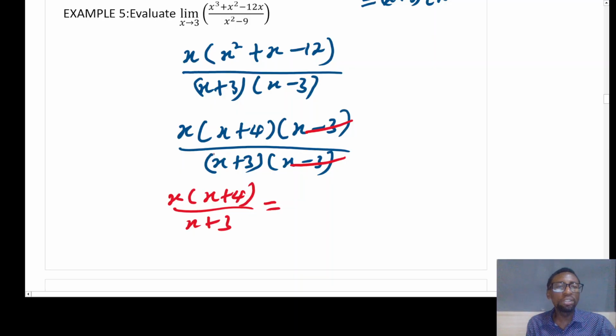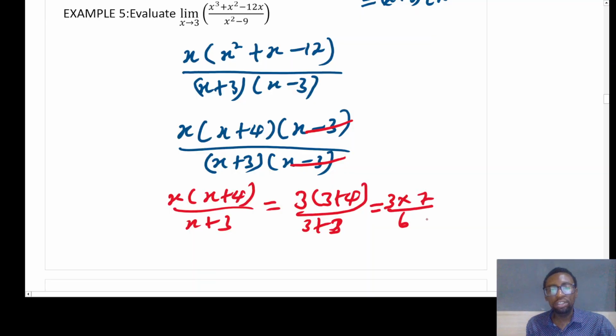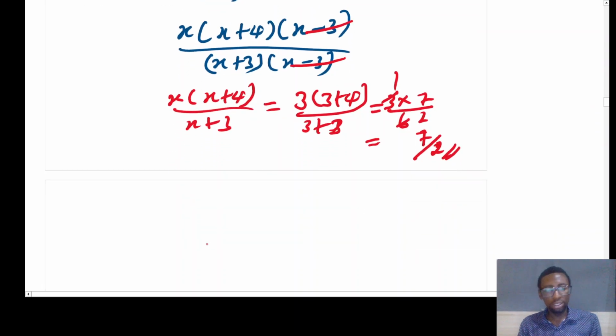So we can put our limit now. Our limit is 3. So that's 3 bracket 3 plus 4 over 3 plus 3, and that will give me 3 times 7 over 6, and that will give me 7 over 2. So that is just the answer. So 7 over 2.